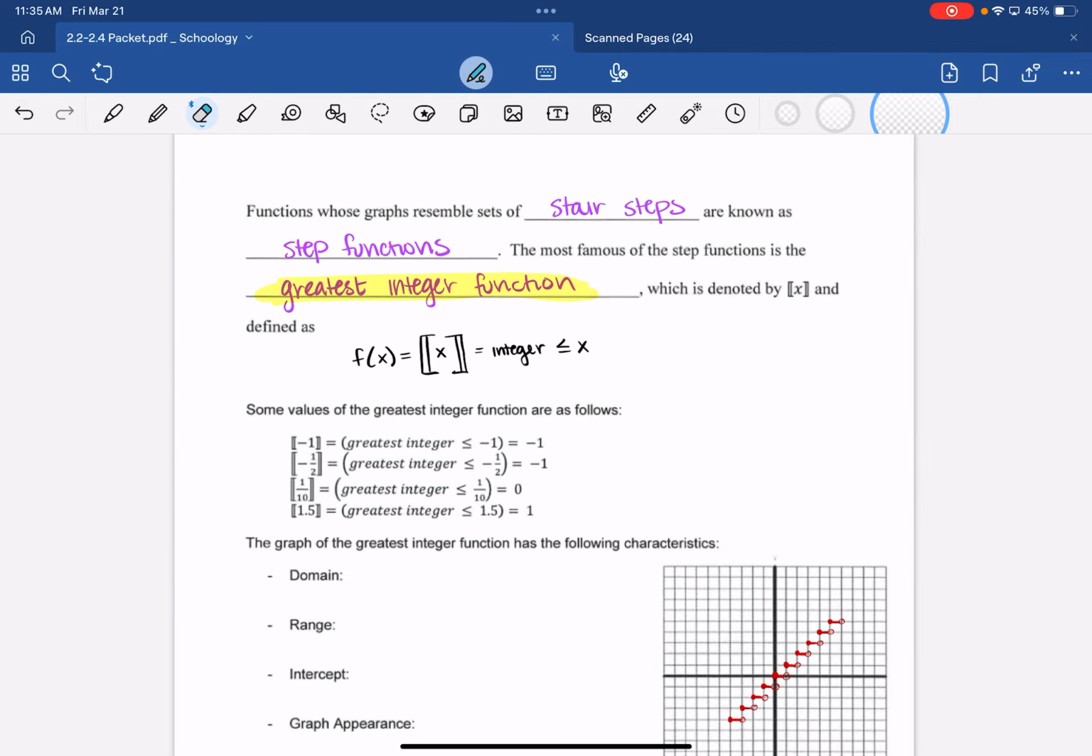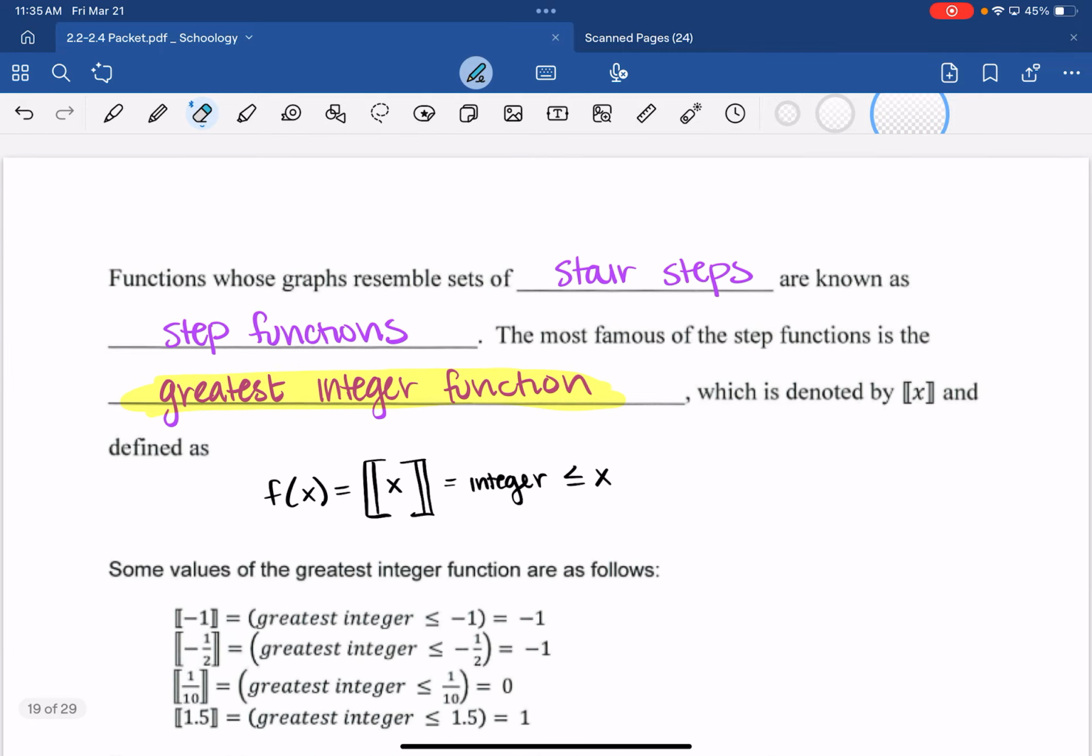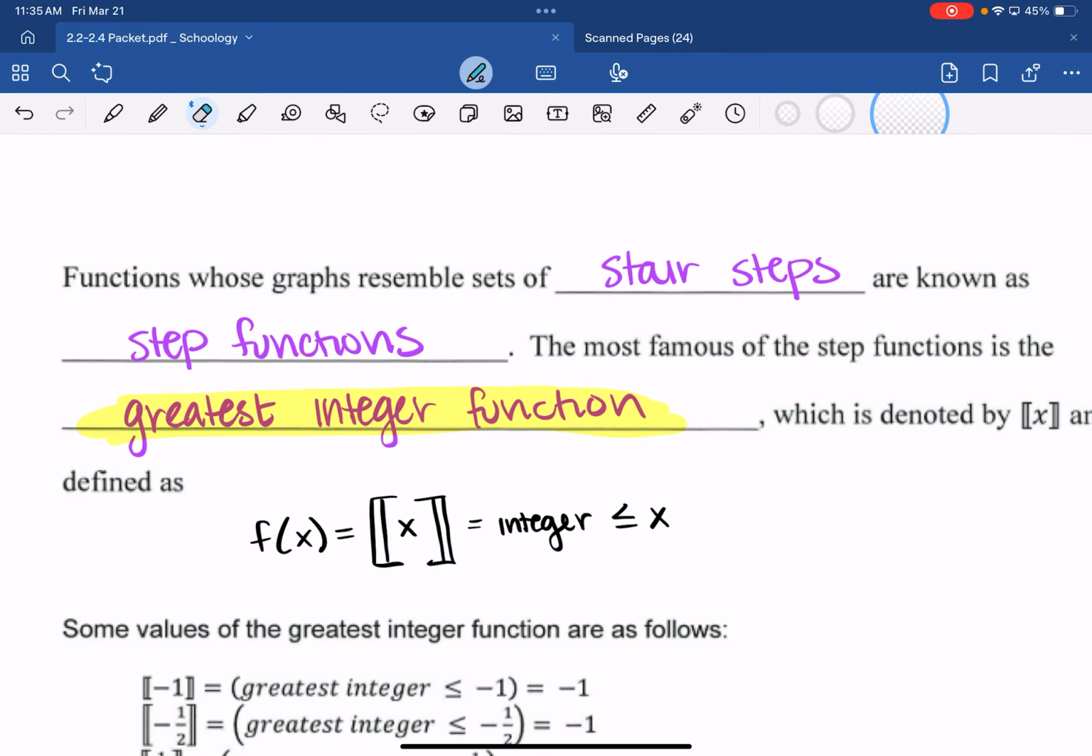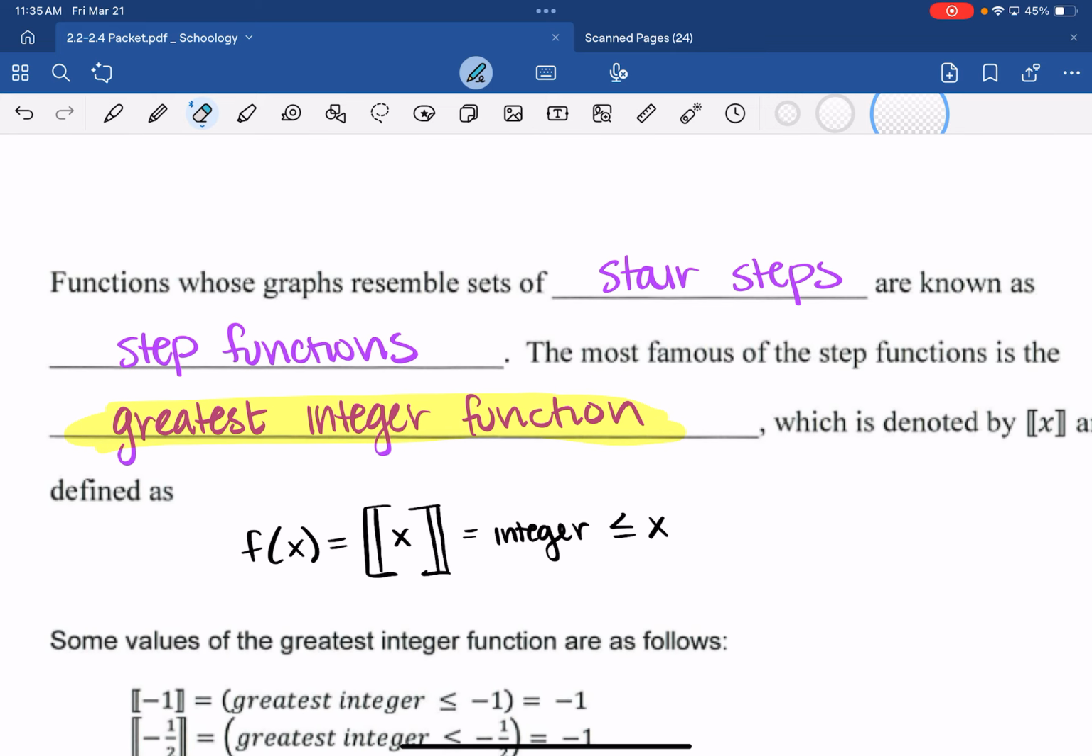I think this is our last graph we've seen before. The last thing we're going to talk about today is the greatest integer function. Now, I could be mistaken, but those of you who took Algebra 2, did you talk about this? Did you see this notation before? Okay, I thought this was new. I just wasn't sure. So we're going to talk about the greatest integer function today. It's also known as a step function. You'll see why.